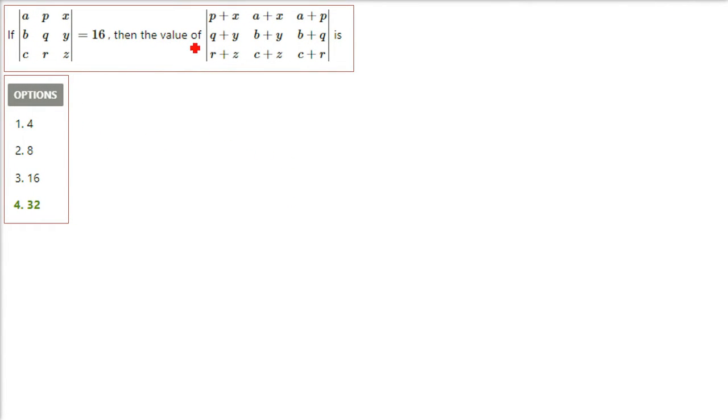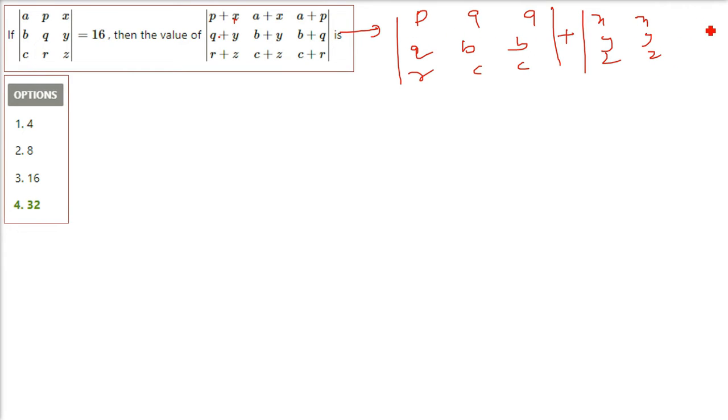If this equals 16, what is the value of this whole matrix and the determinant of this matrix? Normally, what we understand when we learn this for the first time is that we are going to open it like this. P, Q, R, A, B, C and A, B, C in the first go. That is the first part. And then we add it with the second part. That is X, Y, Z, X, Y, Z again, then P, Q, R. So the two columns are same in both the matrices. We say 0 plus 0 is 0.